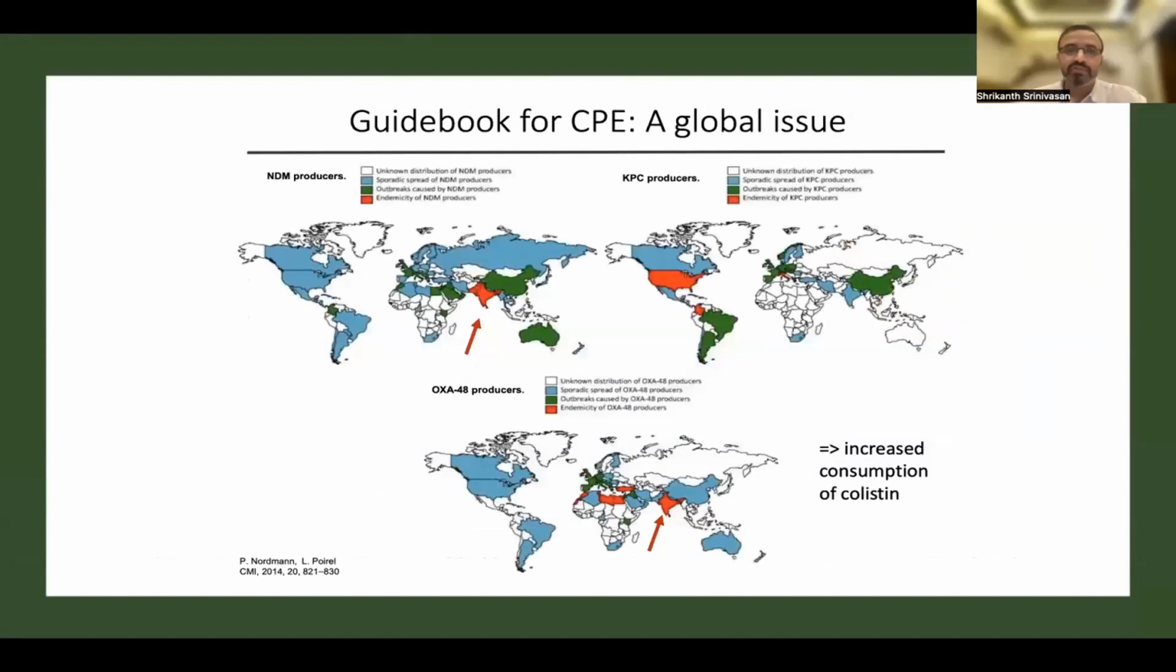If I were to give you an outlook, this is published in 2014. This is still old. You can actually see that the Indian subcontinent is endemic when it comes to NDM producers. This is one of the most resistant kinds of bacteria, resistant to one type of carbapenemase, which is resistant to most of the antibiotics, and very few antibiotics actually work against it. And India is also endemic to OXA48 producers. The end result of both of these is an increased consumption of the only antibiotics which are still susceptible, that is the polymyxins, and an increased consumption of colistin.